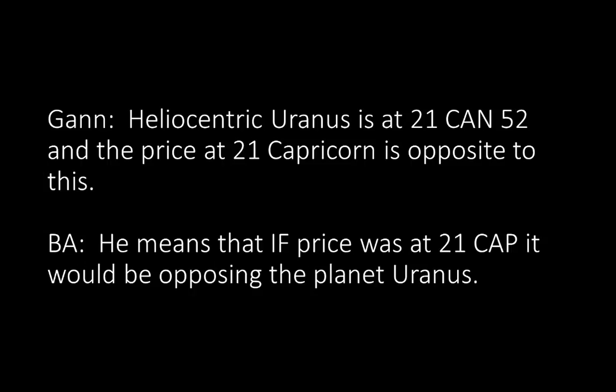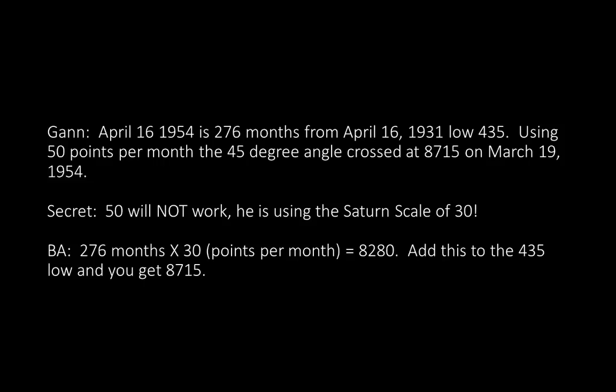Very important concept there. Gann: April 16, 1954 is 276 months from April 16, 1931, low of 435. Using 50 points per month, a 45-degree angle crossed at 8,715 on March 19, 1954. Secret: 50 will not work. He's using the Saturn scale of 30. So people that try to make that first line work without switching it out are going to fail, because it doesn't work.